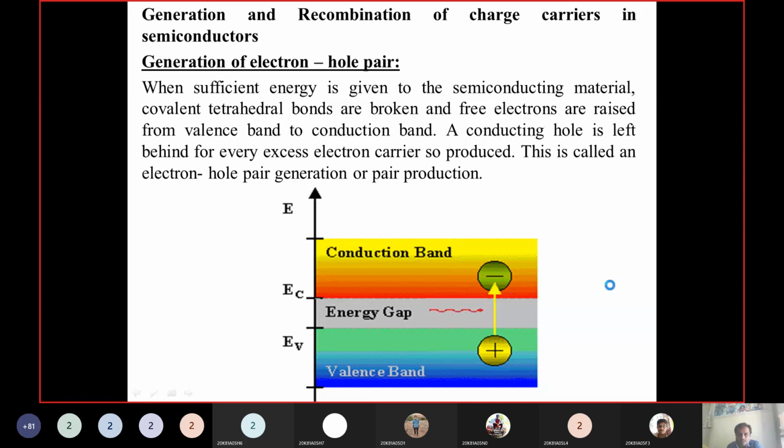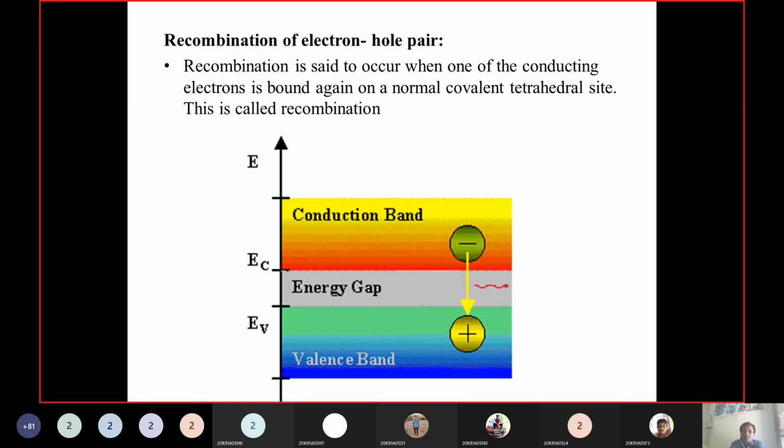Now, recombination of electron hole pairs. Recombination means the excited electron in the conduction band does not stay there for much time. After a certain time, the electron comes to the valence band and recombines with the hole. In this process, some energy is emitted.